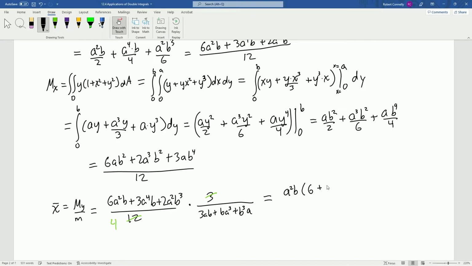6 plus 3a squared plus 2b squared, divided by, and here we've already got this 4 times. Now out of here we can factor out an a and a b. And this leaves us with 3 plus a squared plus b squared.